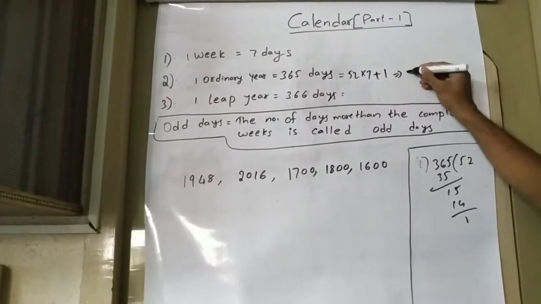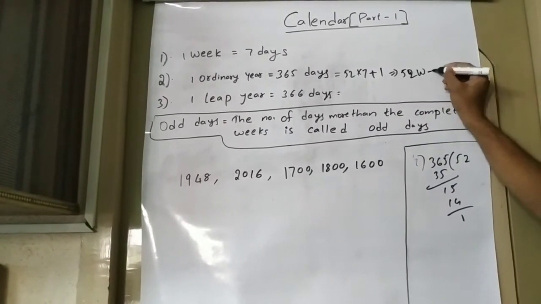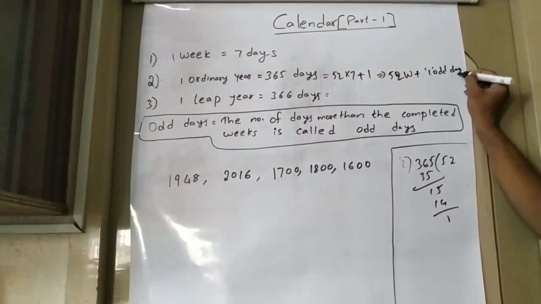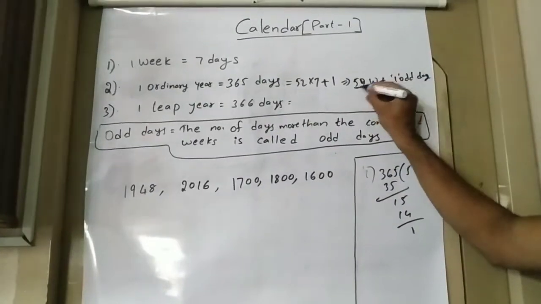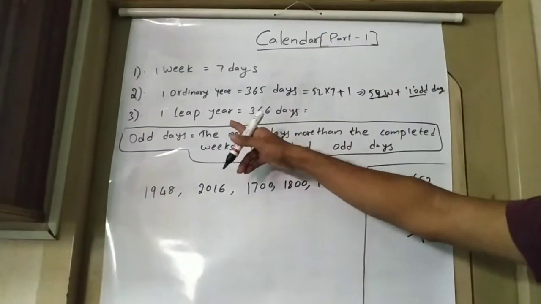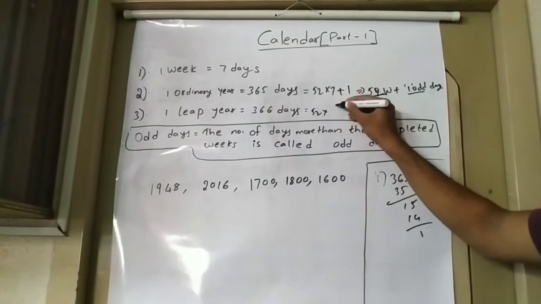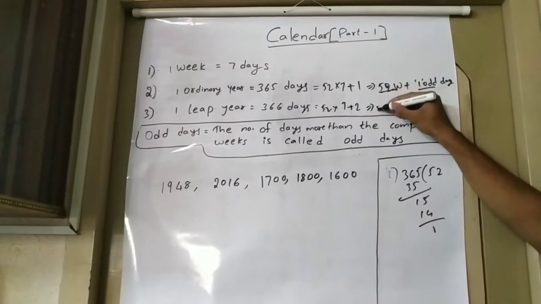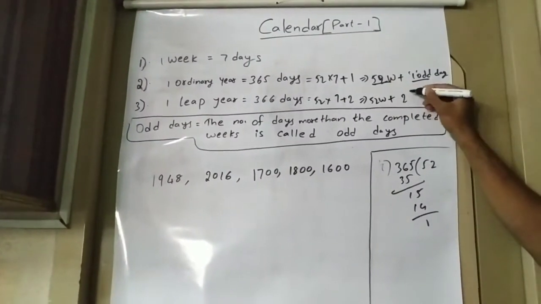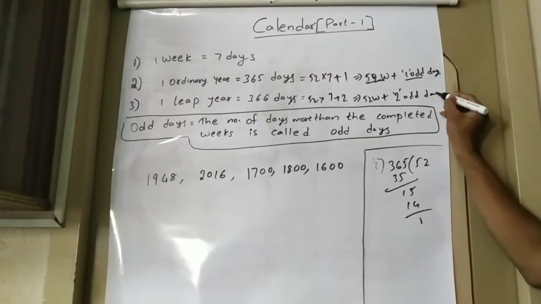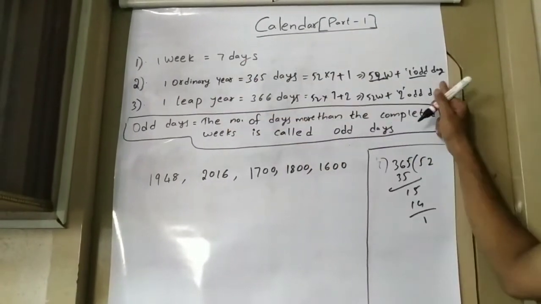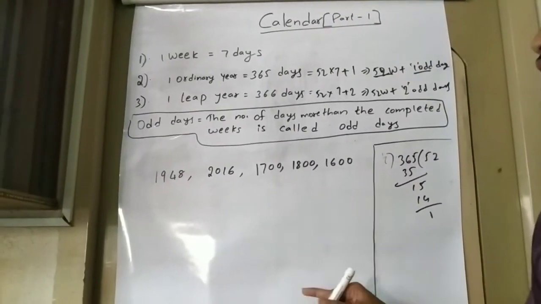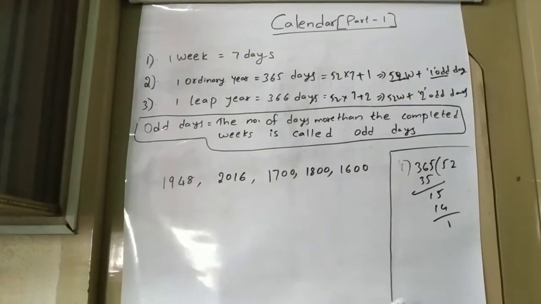So 1 week means 7 days. So 52 weeks plus 1 odd day. So for an ordinary year there will be 52 weeks plus 1 odd day. And for a leap year this will be 52 into 7 plus 2, that is 52 weeks plus 2 odd days. So same number of weeks, but there will be 2 odd days. So for one ordinary year there will be 1 odd day, and for a leap year there will be 2 odd days.